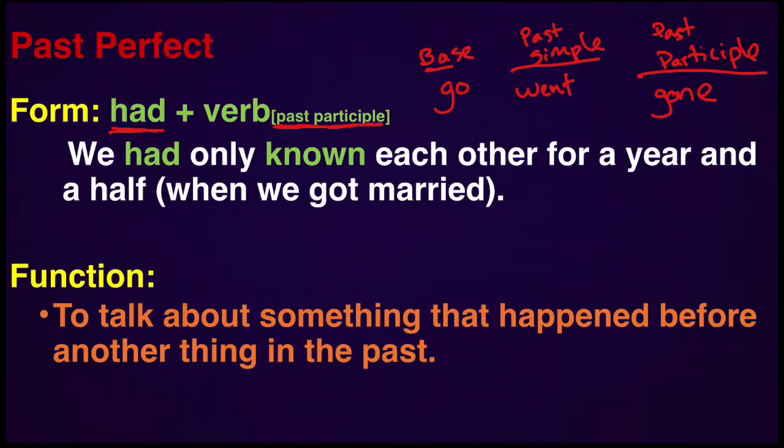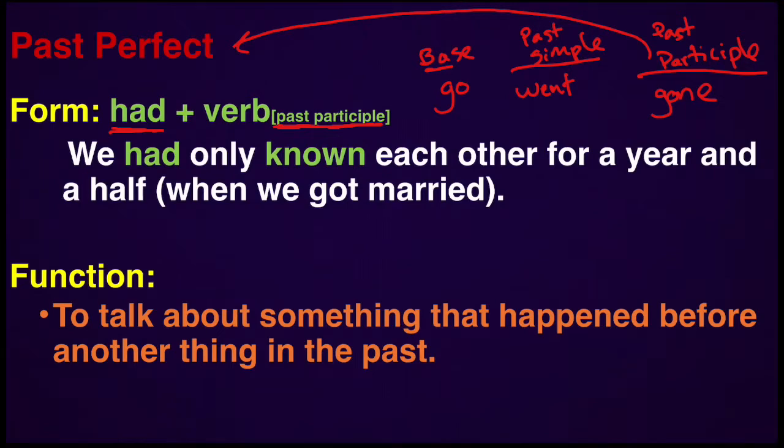The past participle form is what we would use for the past perfect or any of the perfect forms. For example, we had only known each other for a year and a half when we got married. The reason we use the past perfect when we're telling a story is we use it to talk about something that happened before another thing in the past. So two things happened in the past, one thing happened before the other thing. So for the thing that happened first, we will use the past perfect. For the thing that happened second, we will usually use the past simple.